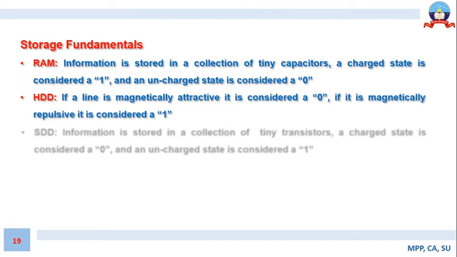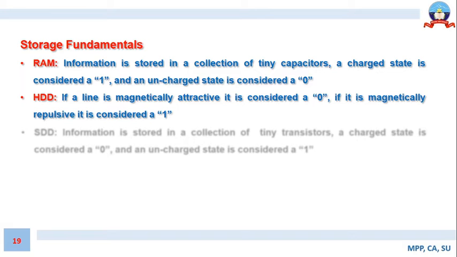Now likewise, the hard disk, which is also commonly known as HDD, is a storage device where the bits pertaining to the data and the programming instructions are stored in a magnetized disk. If a line is magnetically attractive, it is considered as 0, and if it is magnetically repulsive, it is considered as 1. The combination of such attraction and repulsion represents zeros and ones that eventually represent programming instructions and data stored in the hard drive.